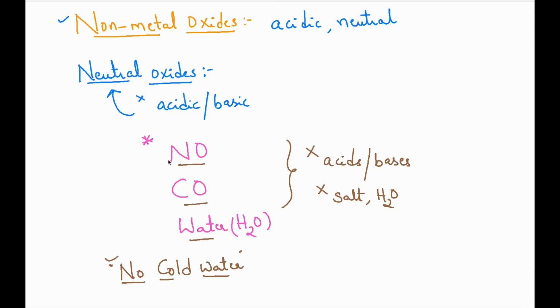To summarize, oxides are subdivided into metal and non-metal oxides. Metal oxides are either basic or amphoteric. Non-metal oxides are either acidic or neutral in nature. This is a brief overview of the different types of oxides.